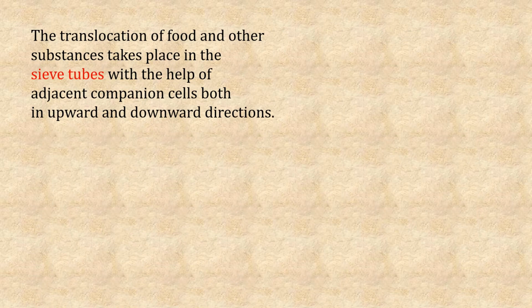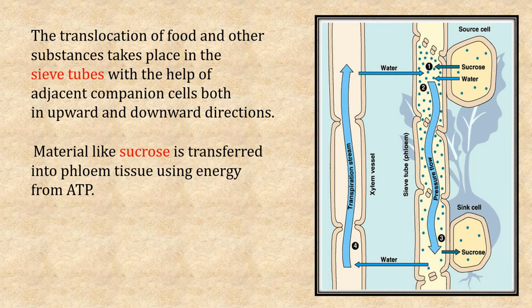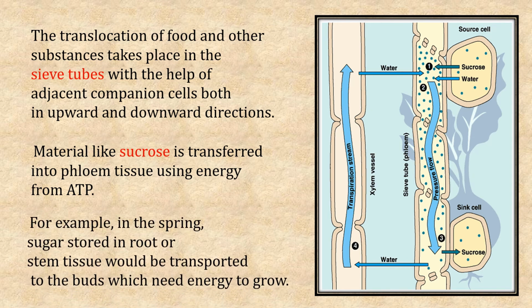The translocation of food and other substances takes place in the sieve tubes with the help of adjacent companion cells, both in upward and downward directions. Material like sucrose is transferred into phloem tissue using energy from ATP. For example, in the spring, sugar stored in root or stem tissue would be transported to the buds, which need energy to grow.